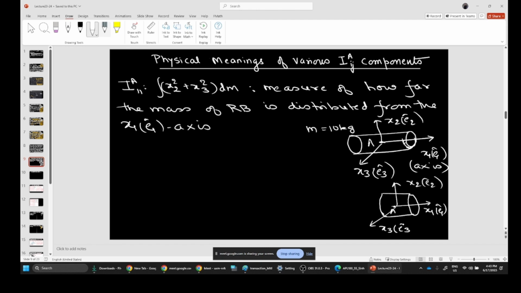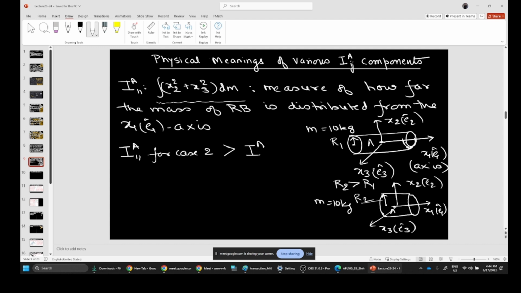Okay. Let's call the radius of this R1 and radius of this R2. And I'm saying R2 is more than R1. Same mass 10 kg. If you look at this definition, I hope you will be convinced by my statement that IA11 for case 2 will be more than IA11 for case 1. This is case 1 and this is case 2.